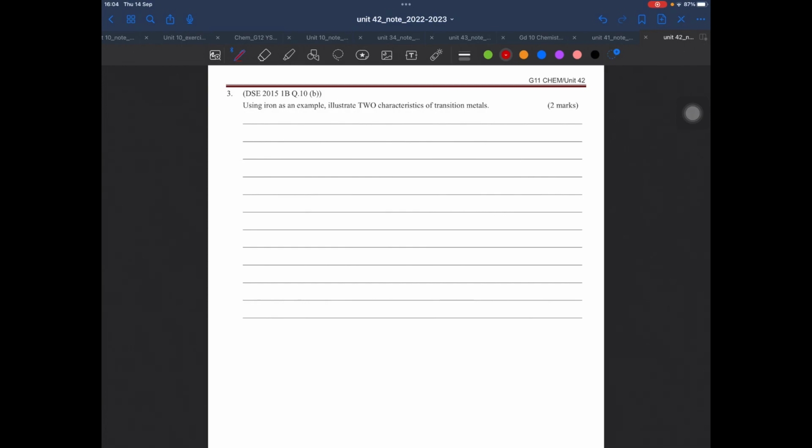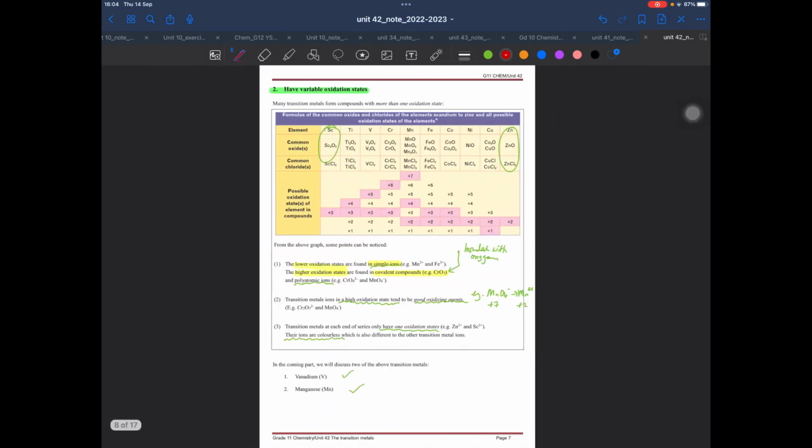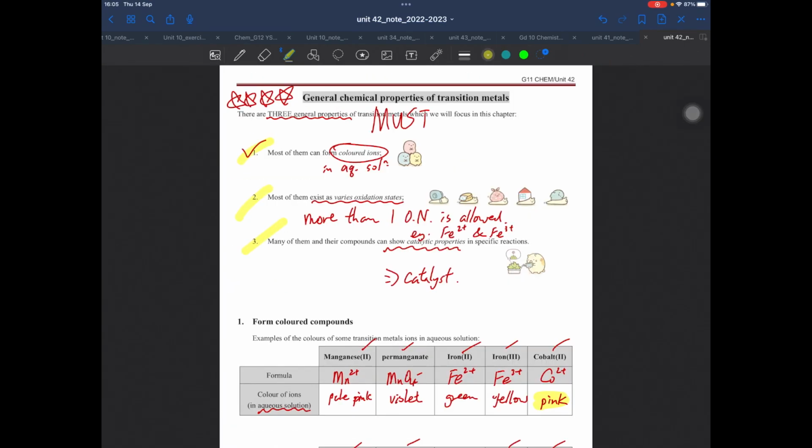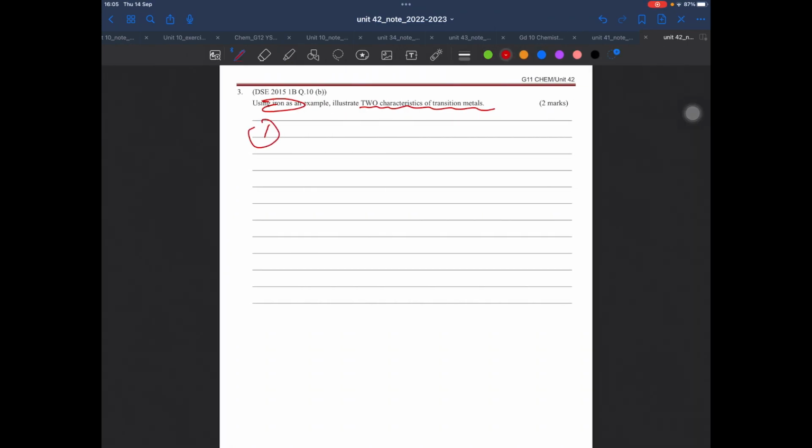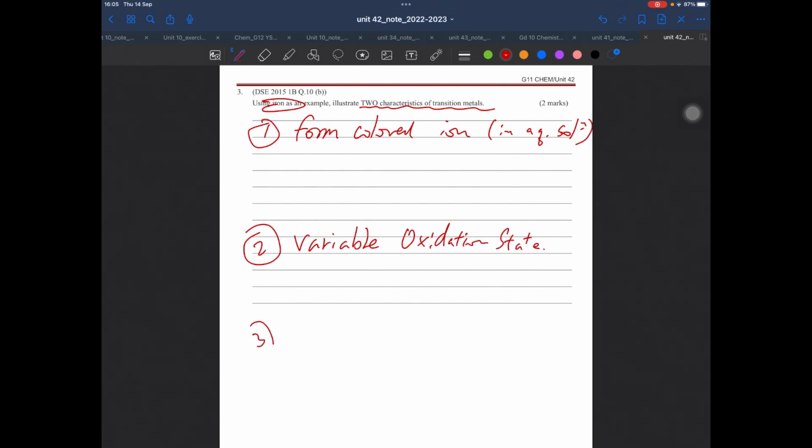Finally, use iron as an example to give me two characteristics of transition metals. Let's write down. For transition metals, first, double check 1, 2, and 3. Still remember? Let's copy down. The first one is they form colored ions in aqueous solution. The second one is they have variable oxidation states. The third one is catalytic properties.